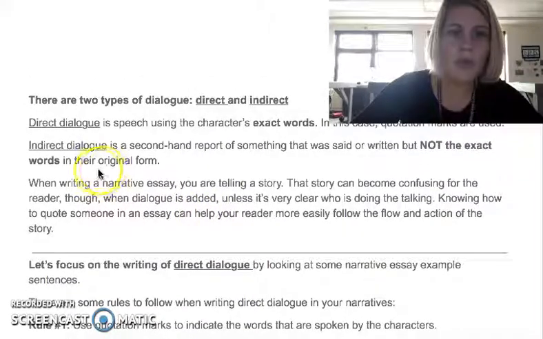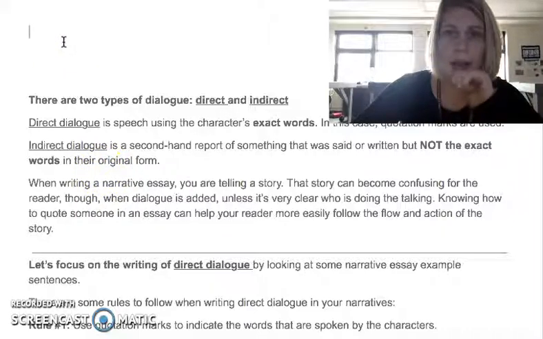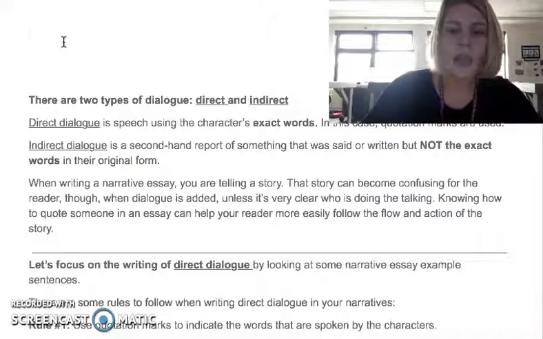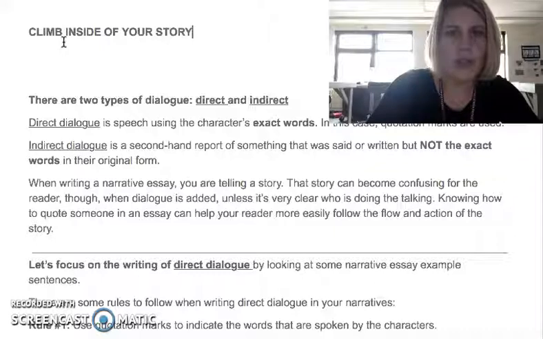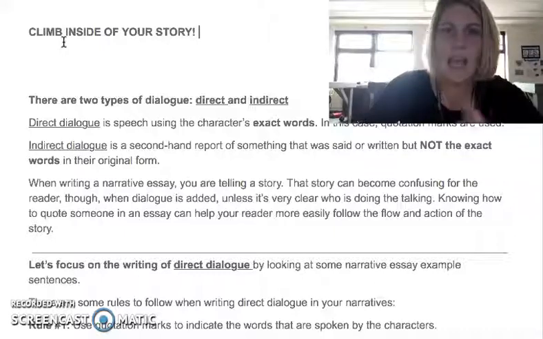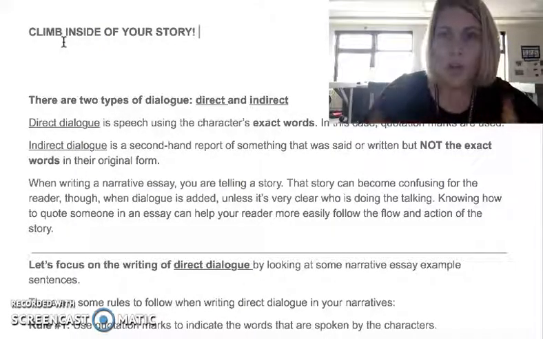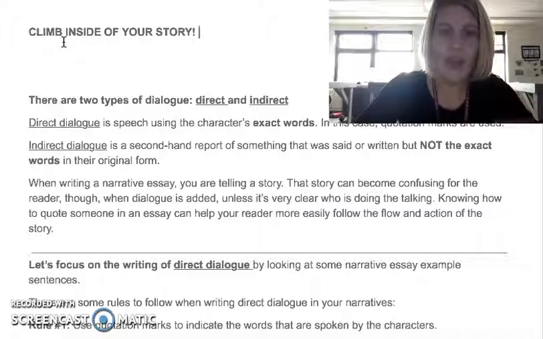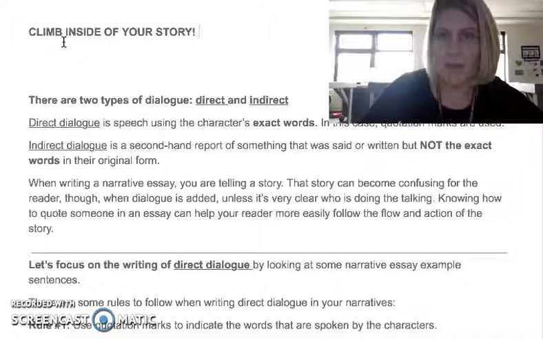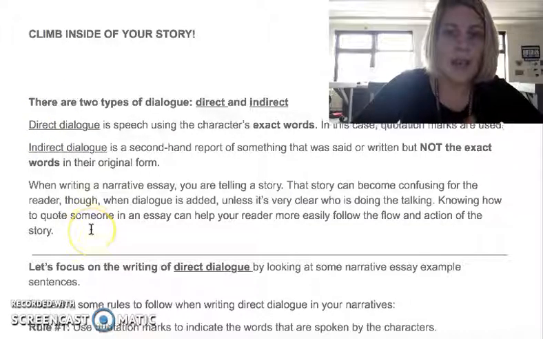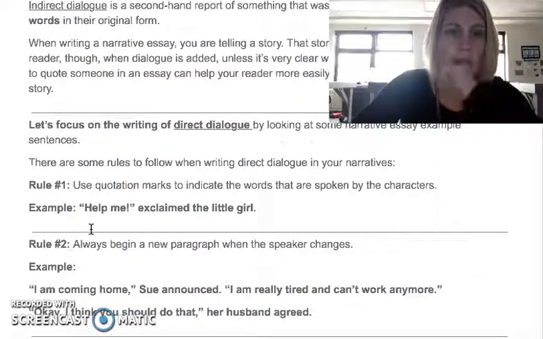So here's what you really need to know, okay? For your personal narratives, I want you to climb inside of your story. You're going to tell it from your point of view or whatever character you're using. So you have to think about what things that character would have been able to see in that moment, how they would have experienced it. So here are some things that you need to know.